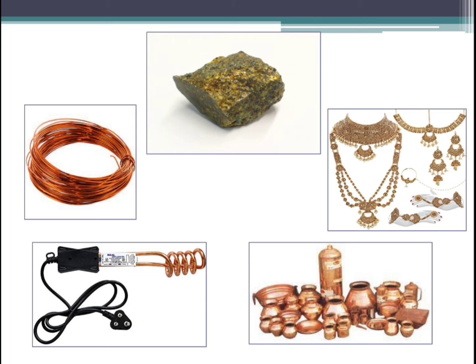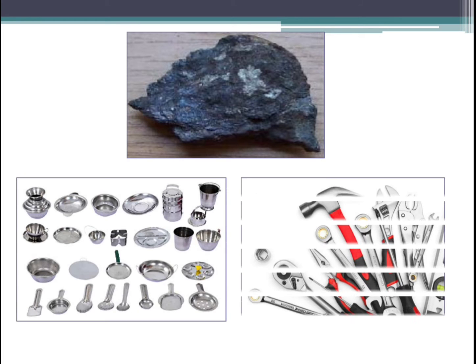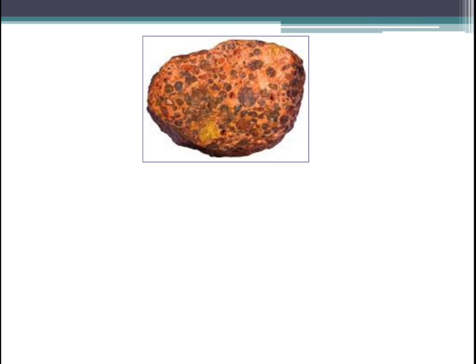Next you have manganese ore. So this is your manganese ore, from which manganese is extracted. From this we mainly make steel, and things like utensils, tools, and steel utensils. You can find it. Next you have aluminium ore, which is also called bauxite.